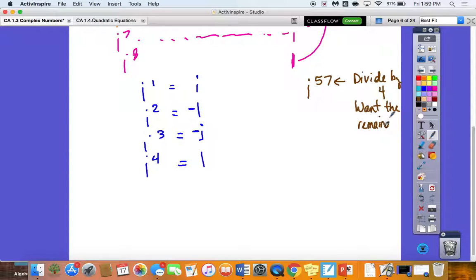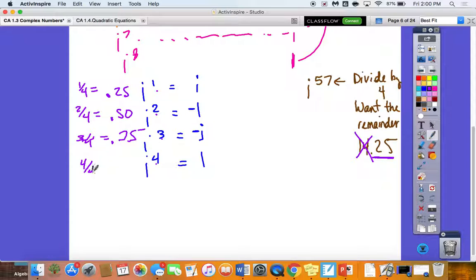Now in old school stuff, we actually really worked with a remainder of 1, 2, 3. Kids nowadays, they're going to pop that in the calculator, and they're going to say, okay, 57 divided by 4, and they're going to get 14.25. Okay, totally disregard the 14. You only are interested in this part, and this is how it works. If you take these exponents right here, and you divide them by 4, 1 divided by 4 is 0.25. 2 divided by 4 is 0.50. And 3 divided by 4 is 0.75. And 4 divided by 4 is 1.